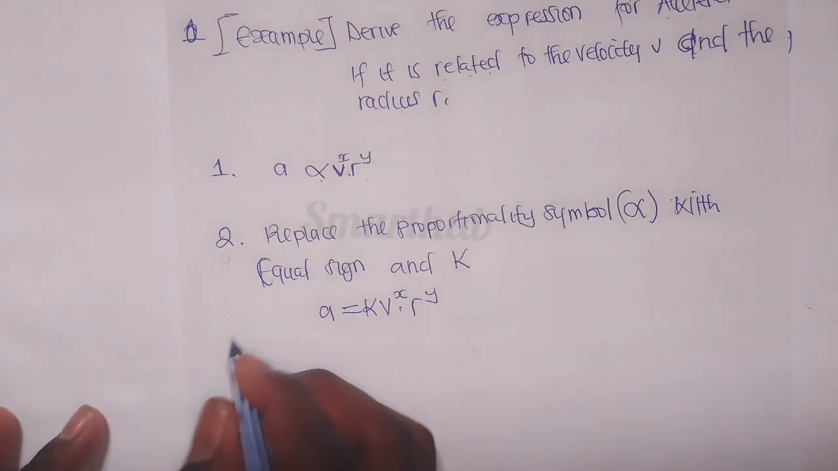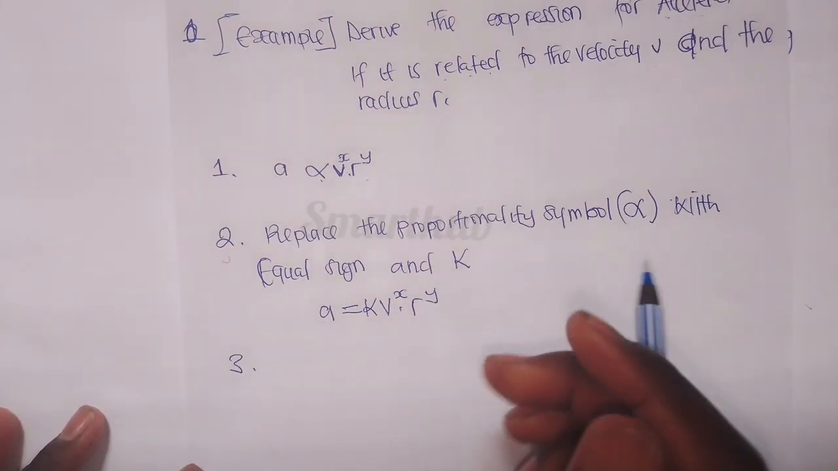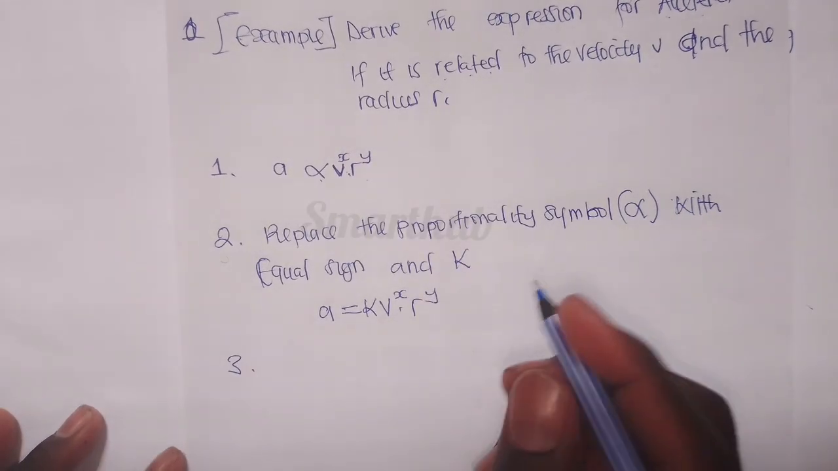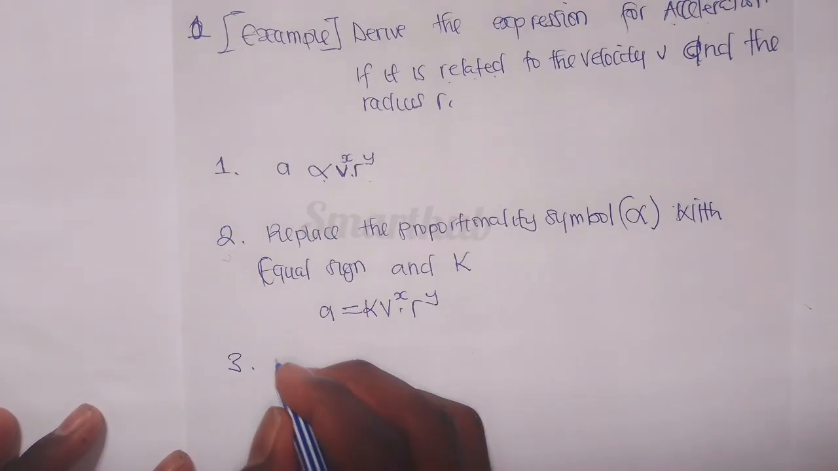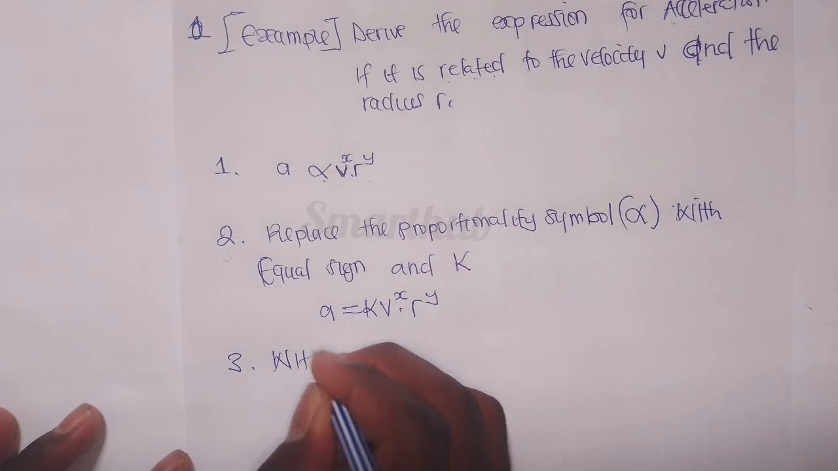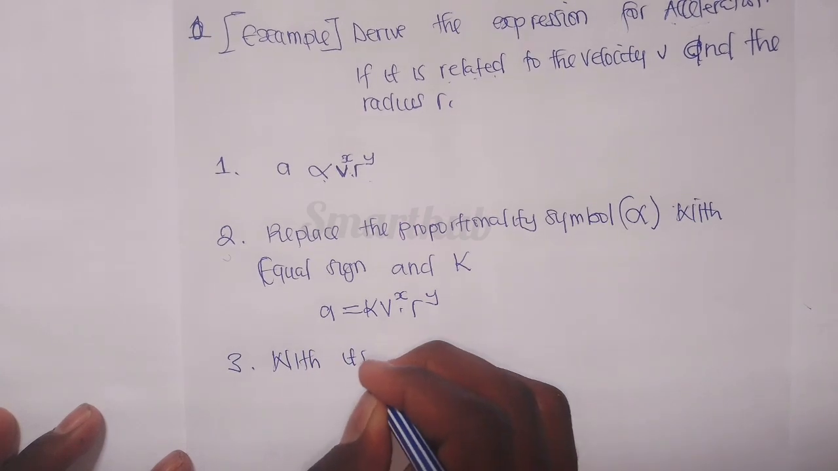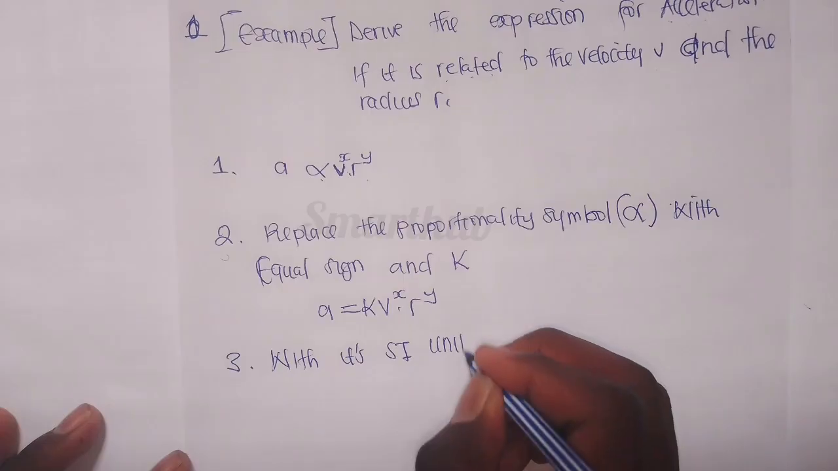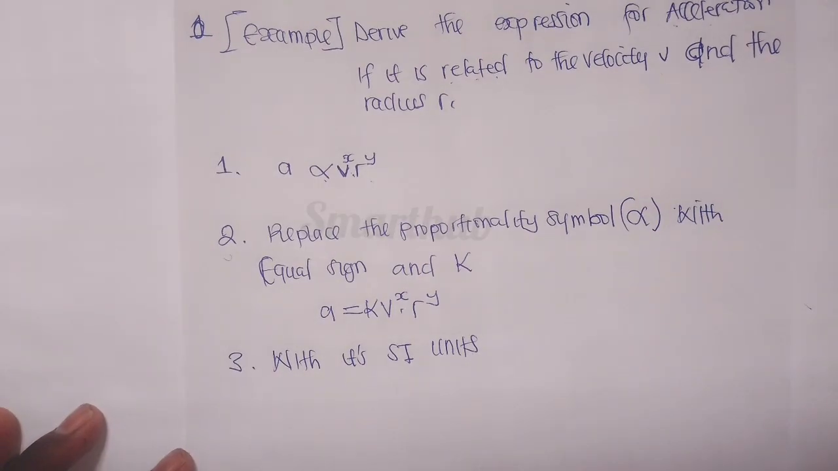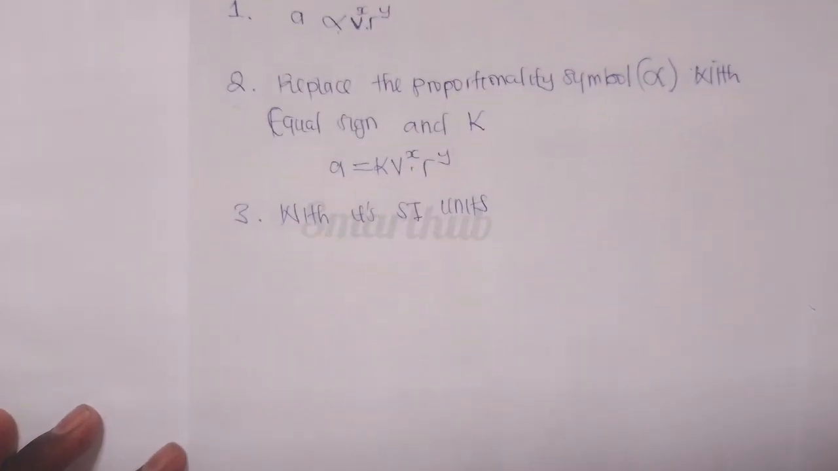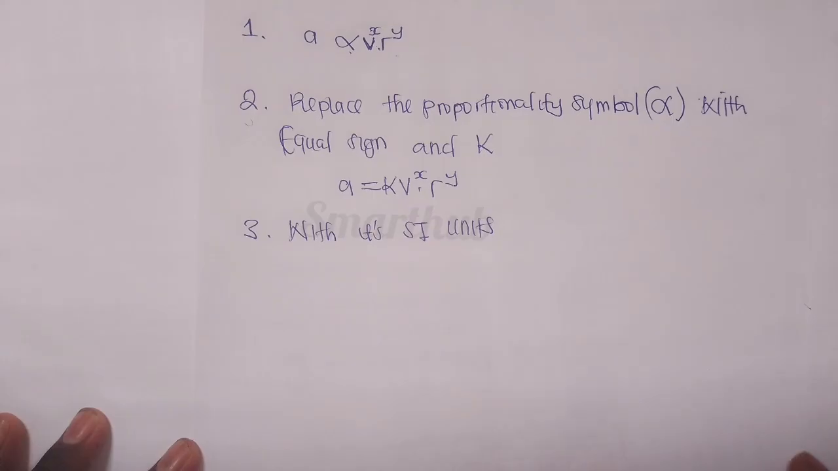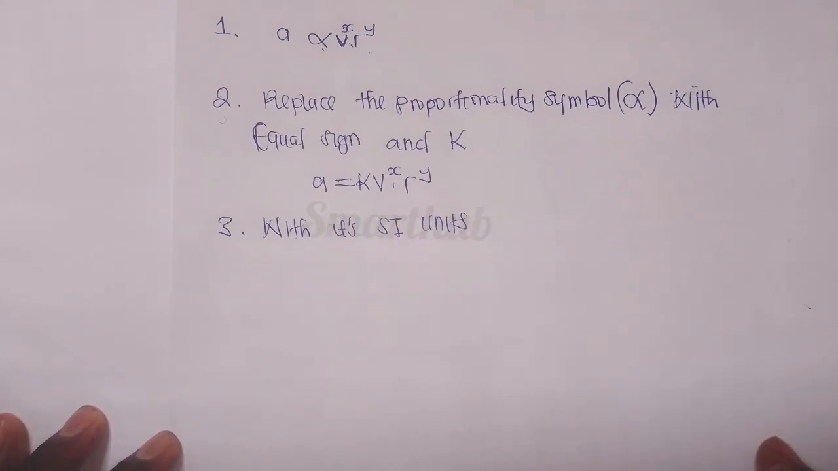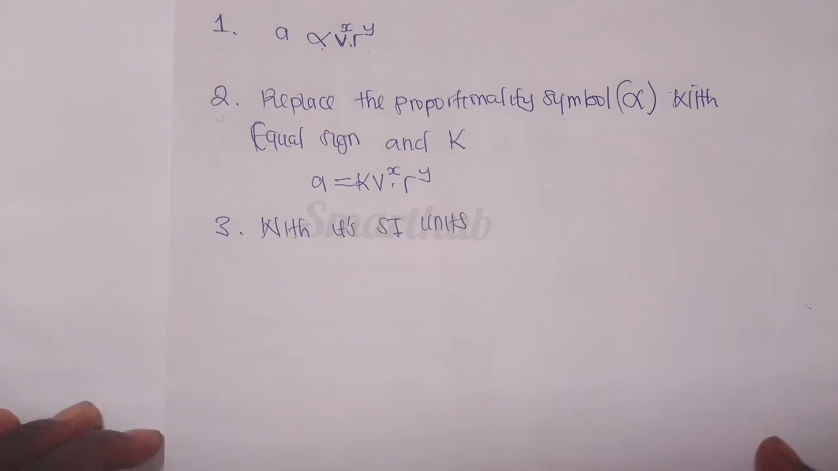So step number three, you replace each quantity with its SI units. That's step number three. Make sure you know these. It's one of the very important topics in physics at your level.